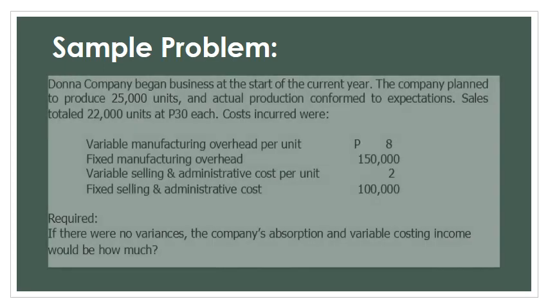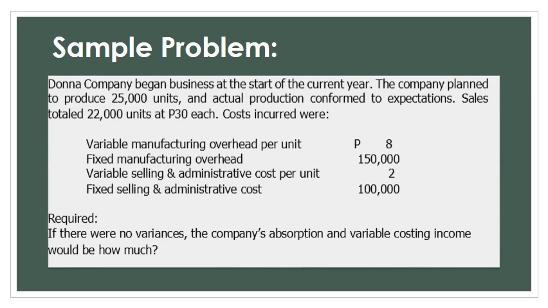Example problem. Donna Company began business at the start of the current year. So, etong mga problems na to, yun din yung nasa module. So, para mas maintindihan nyo, i-explain ko lang din. The company planned to produce 25,000 units and actual production conformed to expectations. Sales totaled 22,000 units at 30 pesos each.